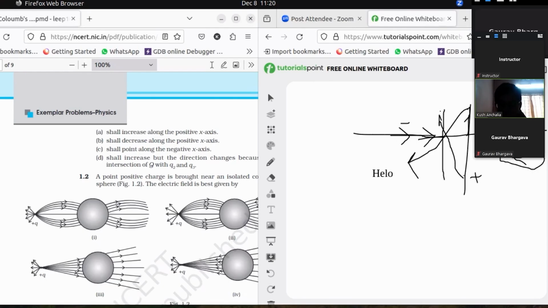When we reach here, the positive charge will give force in this direction, the negative charge will give force in this direction, and this positive Q will give force in this direction. So up to this point the force will keep on increasing, but as soon as it crosses x equal to 0, the direction changes because of the intersection of Q with Q2 and Q3. So we have to find such an option: shall increase, but the direction changes. Shall point along the negative x direction? Shall decrease along the positive x direction? This one we can say: shall decrease along the positive direction.